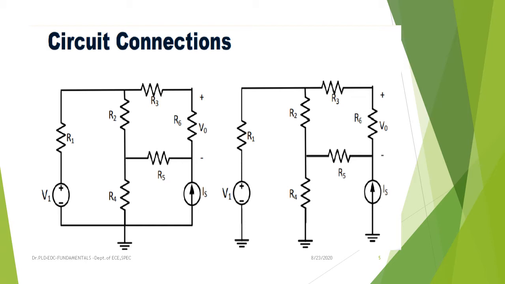There are 6 resistors and 2 sources. One is a voltage source and one is a current source. These are an independent voltage source and an independent current source. So what is the equivalent circuit of this one? Here the ground connection is connected to these 3 branches at a point. Instead of that, we can connect like this. The remaining circuit is the same as the first circuit diagram.